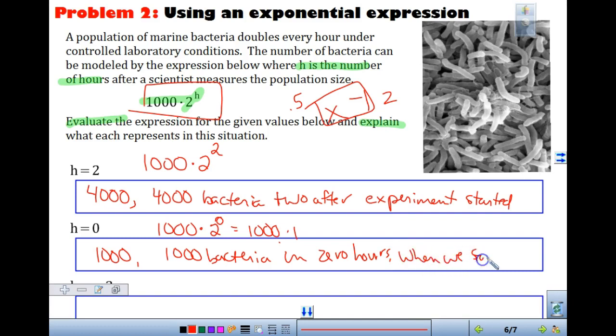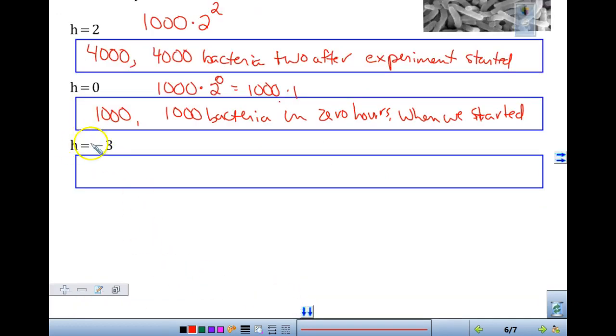When we started looking at our population. So this is when we started, right? That's at 0 time. That's how much we started with. And the last one says, okay, but now H is -3. So what does it mean for H is -3? That means what? How many hours ago? 3 hours ago.